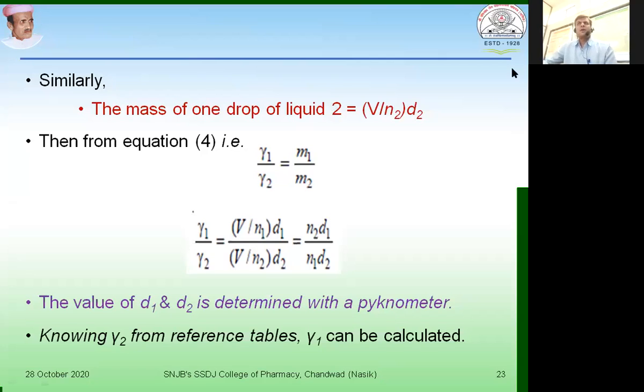Next, we'll start talking about the third method of determination of surface and interfacial tension, that is the Du Noüy ring tensiometer or ring detachment method.